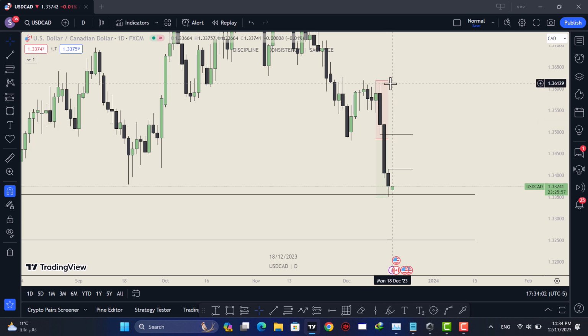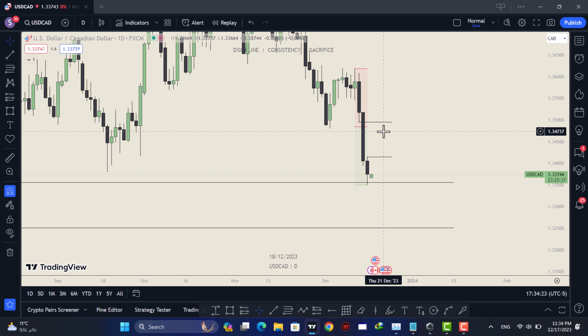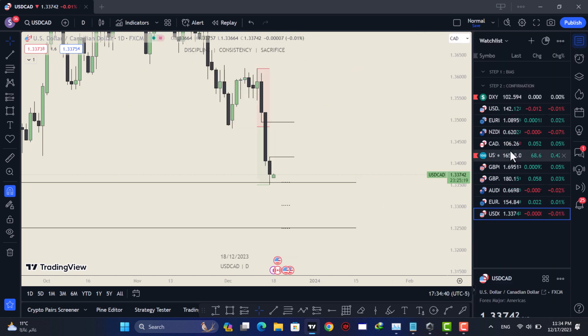This pair is positively correlated with the DXY. So just like the DXY, I want to see price move higher. Here also, I want the US dollar against the Canadian dollar to retrace to this fair value gap right here, and then I would look for shorting opportunities into this fair value gap right here, to maybe the consequent encroachment, right? So I believe we are done, right?